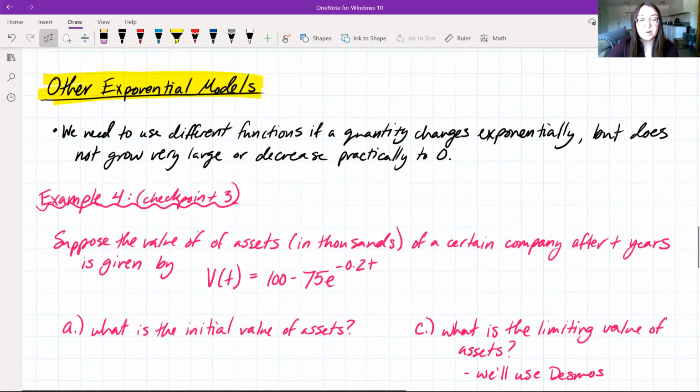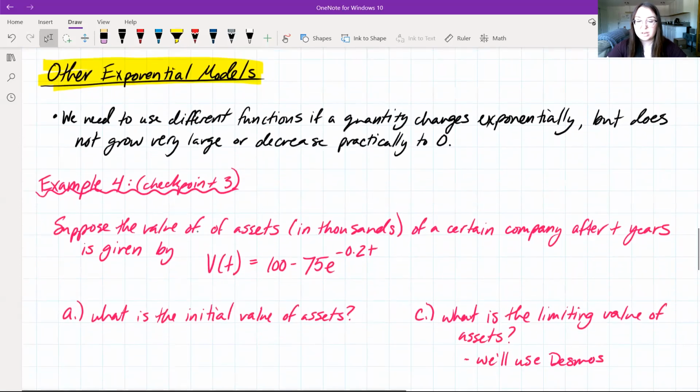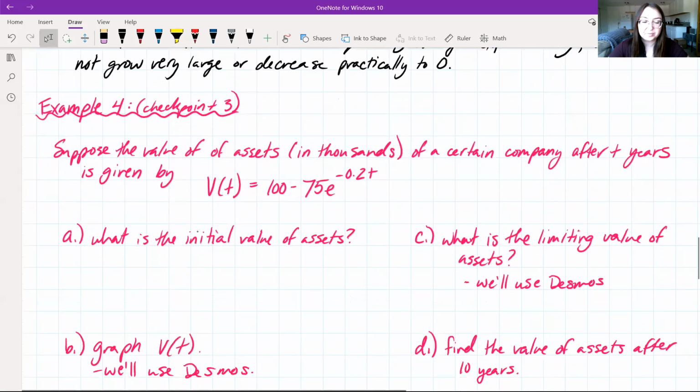Now we're going to go on to other exponential models. So we need to use different functions if a quantity changes exponentially, but does not grow very large or decrease practically to zero. These are the equations we're pretty much used to with exponential functions. We deal with exponential decay or exponential growth, but there are other exponential models that don't decay or grow at certain rates, so we'll need to use different equations.